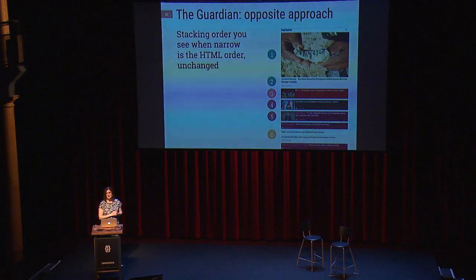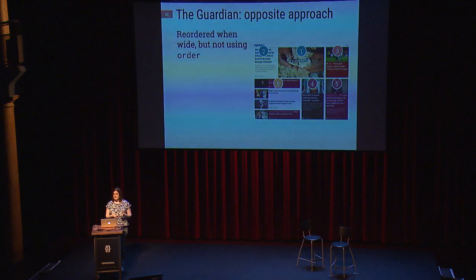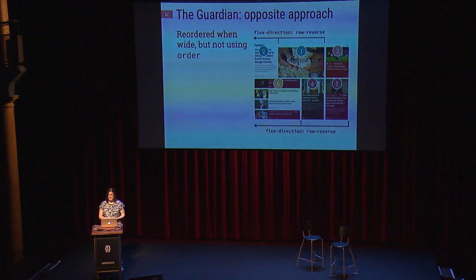The Guardian now uses Flexbox for their layout. They take the opposite approach. They put things in the HTML order that is needed for mobile, and then they do some reordering on the wide view. So this is the mobile order. And when wide, you can see that they have reordered things a bit, but they haven't used the order property to do it. Instead, they used flex direction row reverse to place items side by side, just like flex direction row, but run them from right to left instead of left to right.